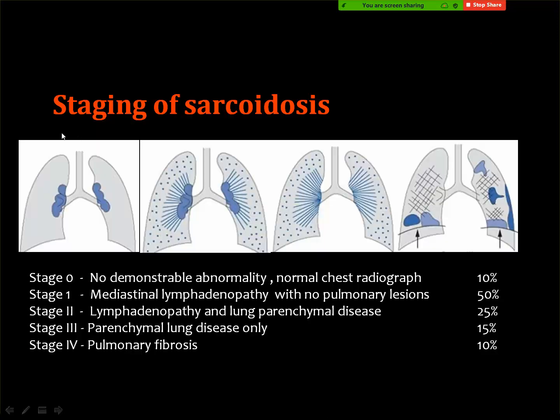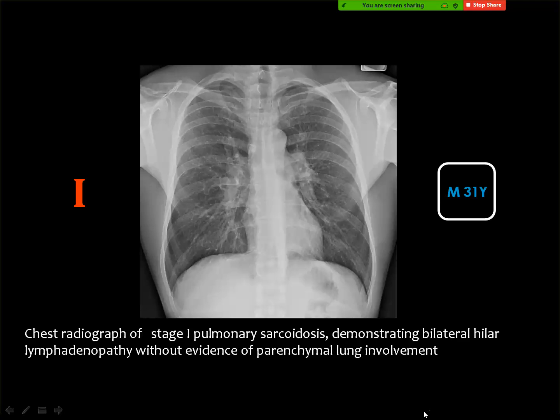There are stages of sarcoid. Stage 0, normal chest X-ray. Stage 1, only mediastinal lymphadenopathy without lung changes. Stage 2, lymph nodes and lung changes. Stage 3, lung changes without lymph nodes. Stage 4 is pulmonary fibrosis, similar to any case of pulmonary fibrosis. This is known as end-stage lung or end-stage sarcoid disease. Then stage 1, you get lymph nodes.